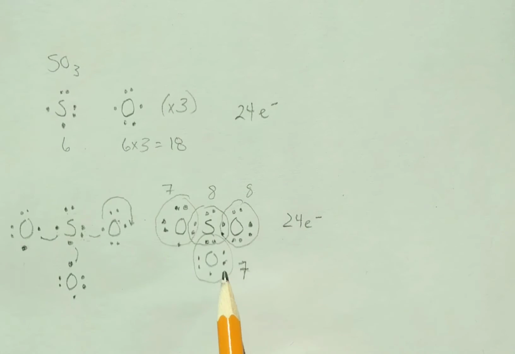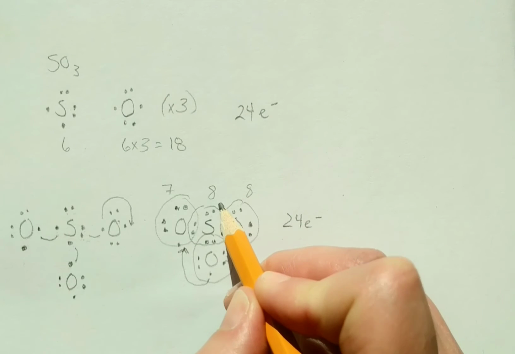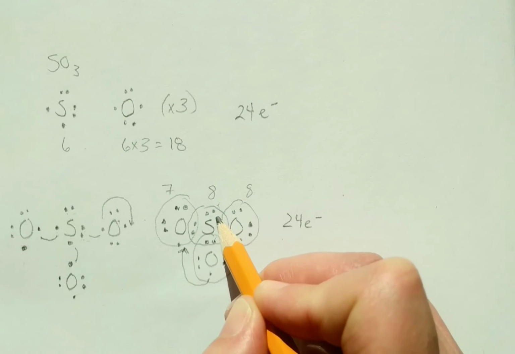So let's see, I can tell that this oxygen is going to need to have 8. So I could move that one over there. That's fine. But then that would leave this one with 6. So I can make a double bond by moving those 2 down.